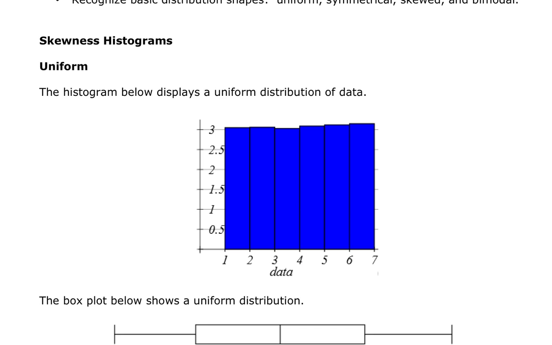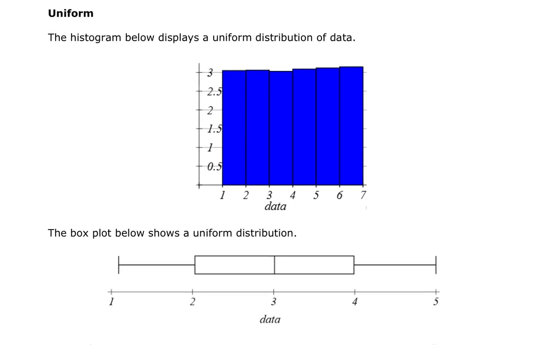The box plot that would represent a uniform distribution, not necessarily this one, would have this whisker length equal this whisker length, and also equal the length between quartile 1 and the median, and quartile 2 or quartile 3. So that's how you know that with a box plot you have a uniform distribution.